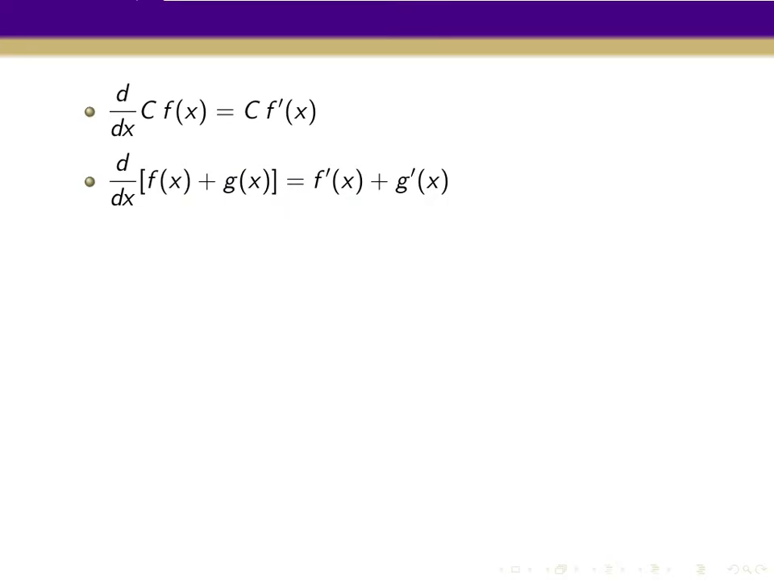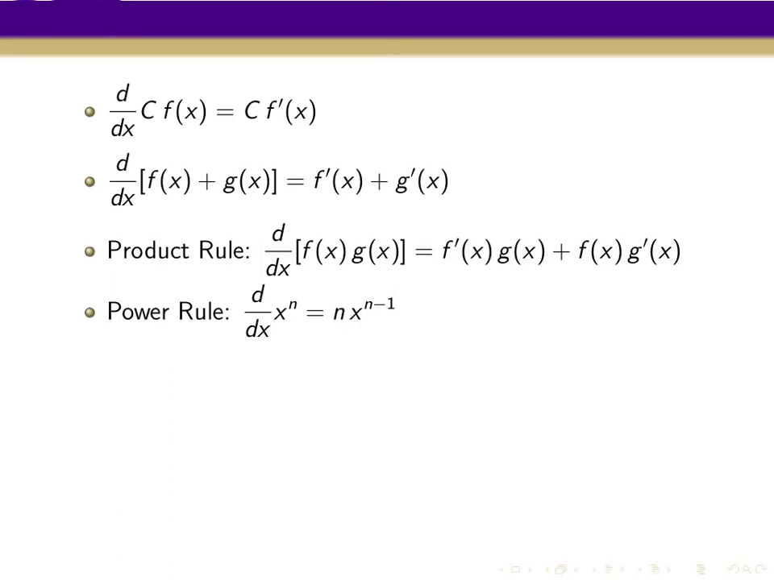But first let's review the rules that we've seen so far. So first of all, if we're taking the derivative of a constant times a function, well, we can just pull the constant out and just multiply the constant by the derivative of the function. And so the derivative of a constant times a function is the constant times the derivative. If we're taking the derivative of a sum of functions, that's equal to the sum of the derivatives.